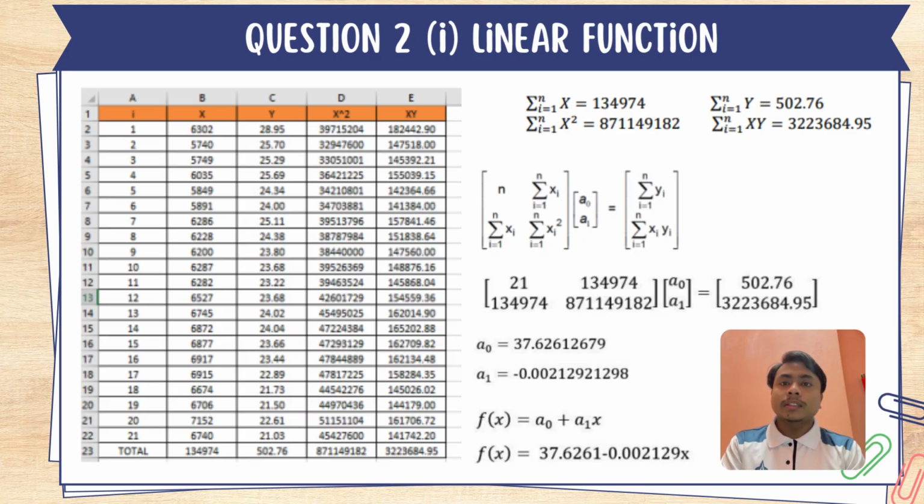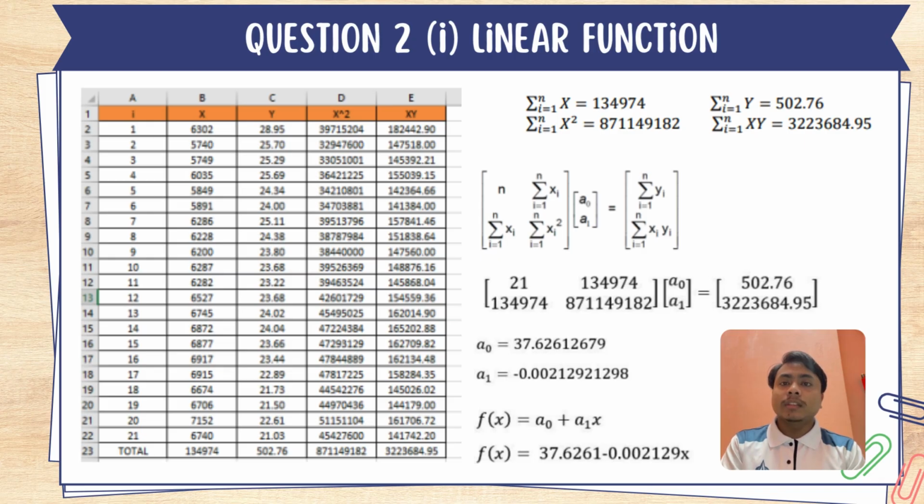f(x) equals 37.626 minus 0.00213x. This equation represents the estimated linear relationship between the two variables, where the value of the road safety index is modeled as a function of the number of road deaths.